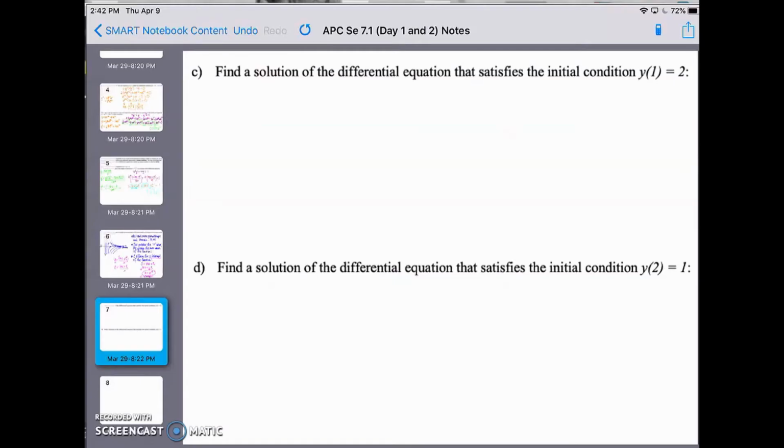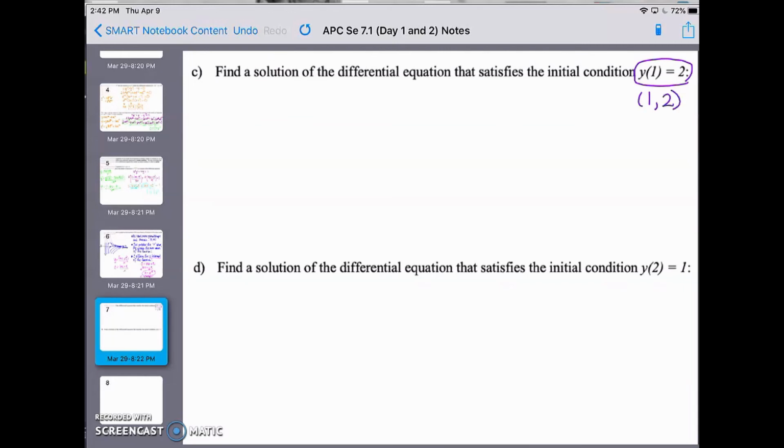Okay, so our parts C and D of the same problem we were working on, we're trying to find a solution of that differential equation that satisfies the initial condition y of 1 equals 2. Okay, well, what does that mean? First of all, that means that the point x is 1, y is 2 is on the curve.